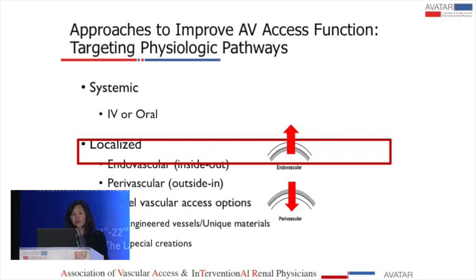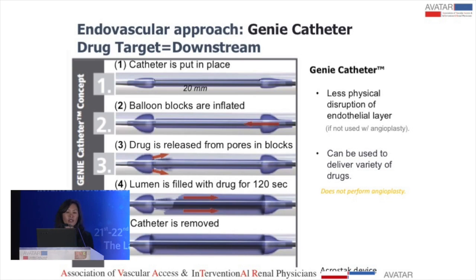So let's talk first about endovascular therapies now that we have our major principles. This is an endovascular approach using a device called the Genie catheter, and it targets downstream biology. So let's assume that this gray thing is your blood vessel, and let's say there's an area of stenosis. This Genie catheter is inserted, and before you insert it, drug can actually be applied to these heads here.